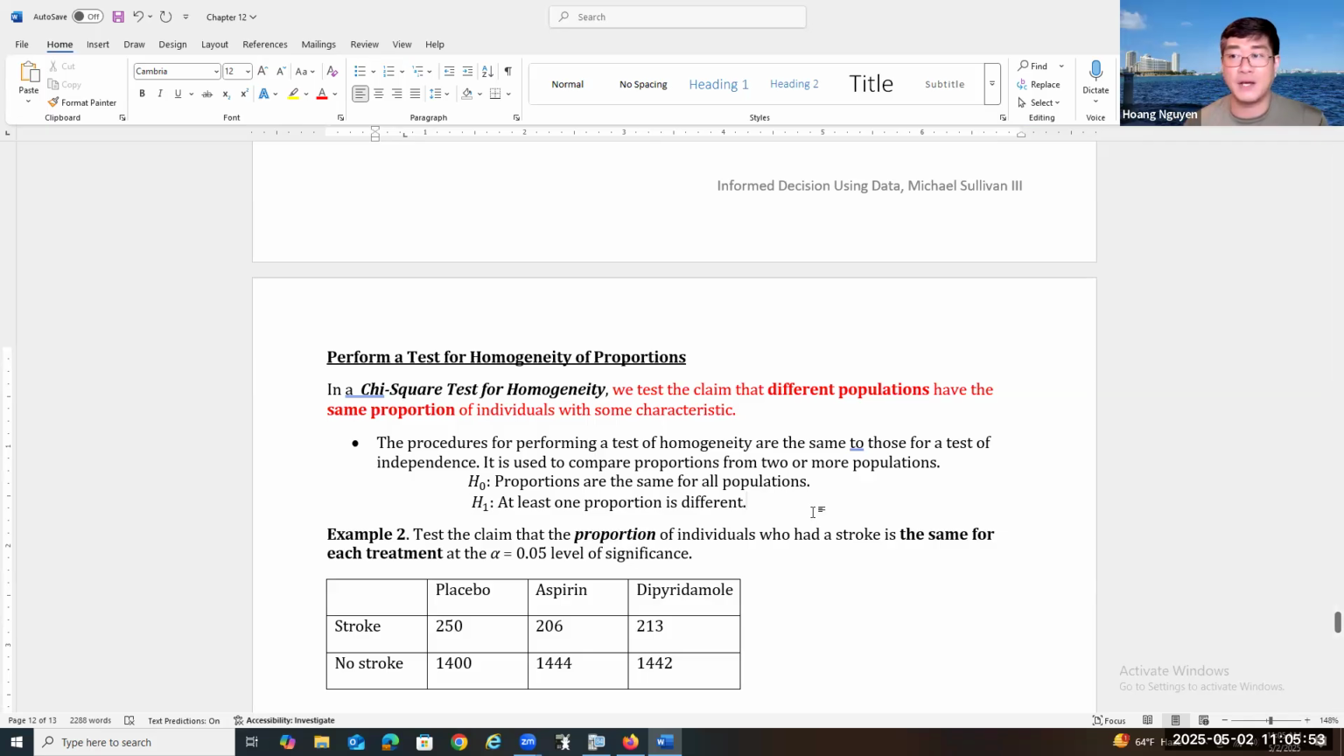After we have the null and the alternative hypotheses, we're going to use the same procedure as the test of independence to complete the hypothesis test for homogeneity of proportion. So steps 2, 3, 4, 5, and 6 are going to be similar to the test for independence. So now let's give it a try for the test of homogeneity of proportion. You want to test if different populations have the same proportion of individuals with some certain characteristic. That's the idea of the test for homogeneity of proportion.